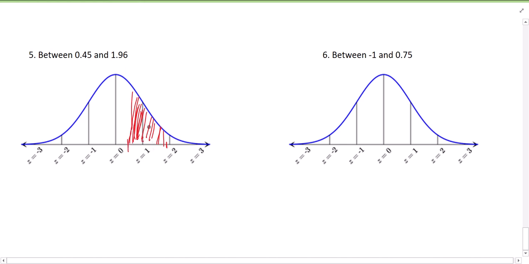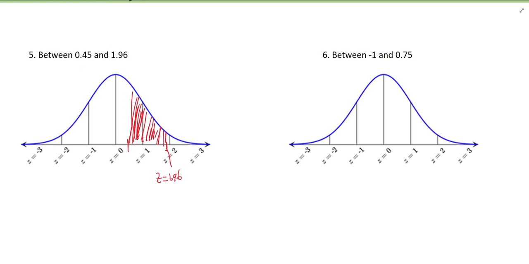So that's the area that we want to find. So how do I find that? Well, if I look at the tables, the table is going to give me, if I look up 1.96 over here, then this is going to give me the area all to the left of 1.96. So I'm going to have a bunch of area for 1.96. And then I'm going to need to look up the 0.45.